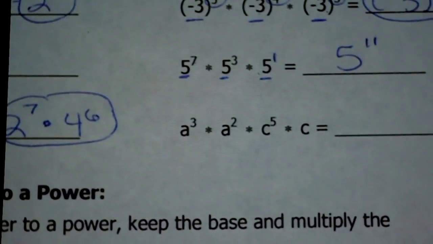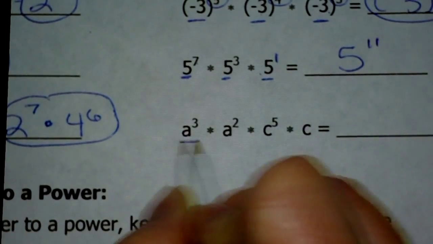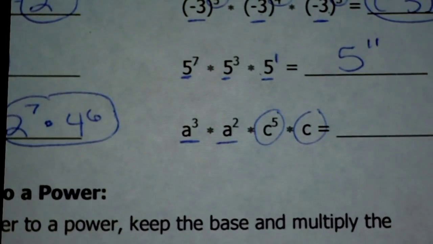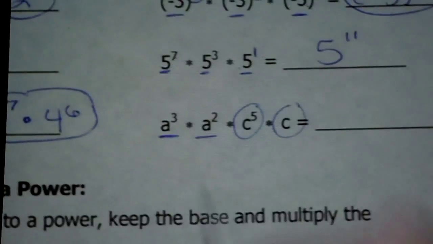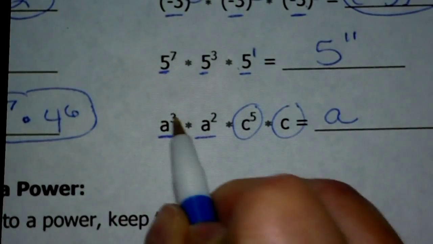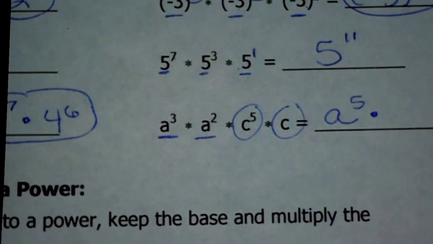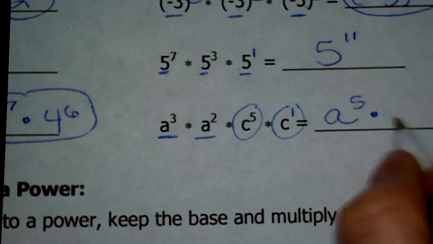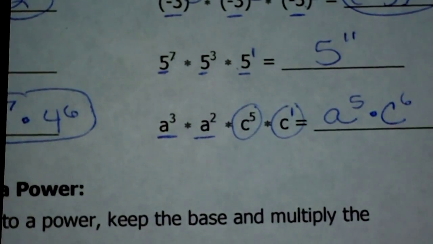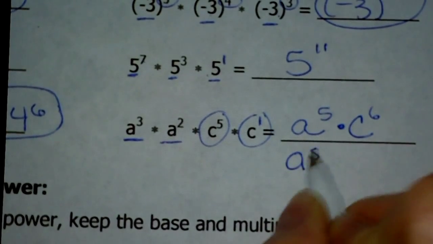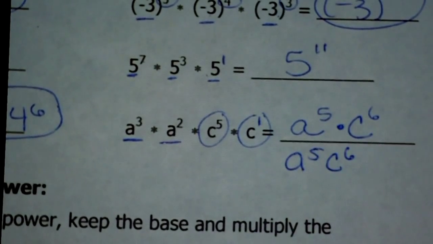All right, and the last one like this, I have A's that match, and we have C's that match. So when we put all of our A's together that are being multiplied, we bring over that base, and 3 plus 2 is 5. And here I have C to the 5th times C. Again, don't forget that 1. And I have C to the 6th power. And this is another one where if you wanted to just write A to the 5th, C to the 6th, that means the same exact thing. Either one of those is fine.